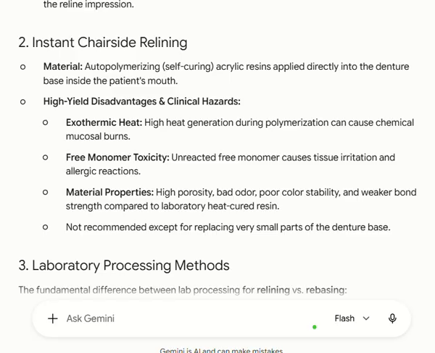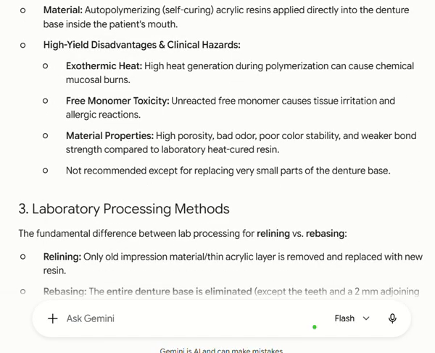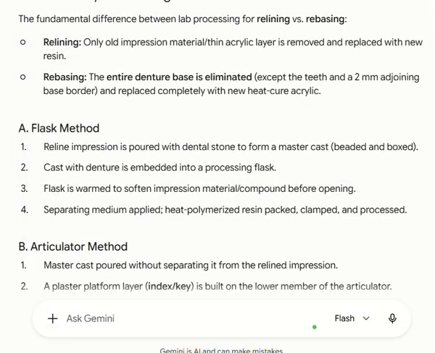3. Laboratory processing methods. The fundamental difference between lab processing for relining versus rebasing: relining, only old impression material, thin acrylic layer is removed and replaced with new resin. Rebasing. The entire denture base is eliminated, except the teeth and a 2 mm adjoining base border, and replaced completely with new heat-cure acrylic.